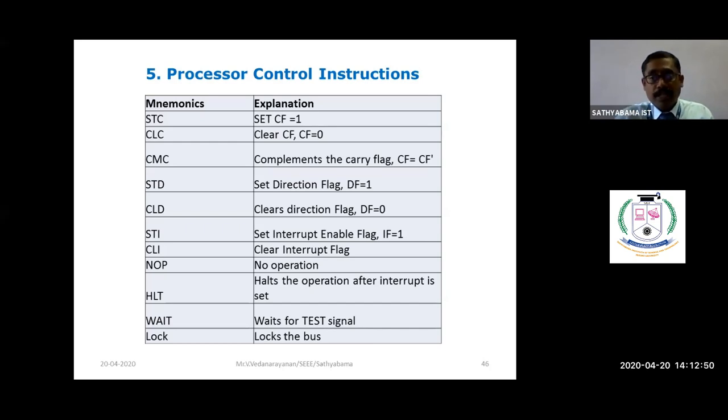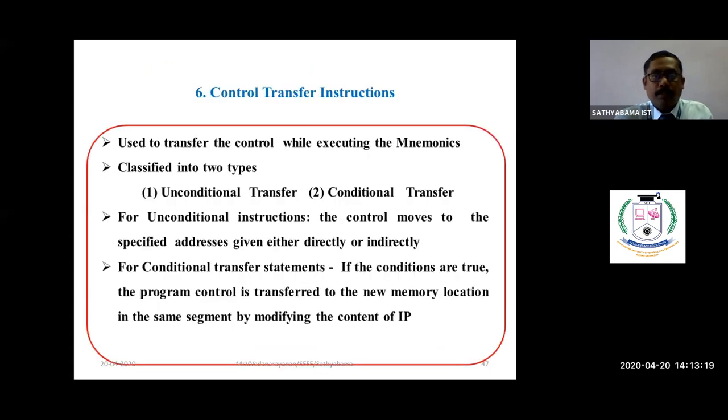Then you have your WAIT signal. WAIT waits for the test signal. I told you a little bit earlier, in the previous slide, we discussed this. It performs a logical AND operation. LOCK is used to lock the buses. When a processor is executing a job, if you want no more data to be transmitted, you want to lock the bus, you can use this lock operator. This is useful in maximum mode of operation of 8086.